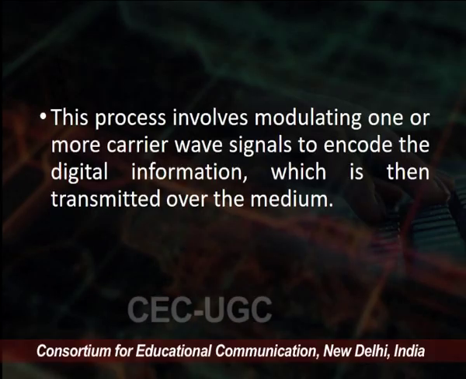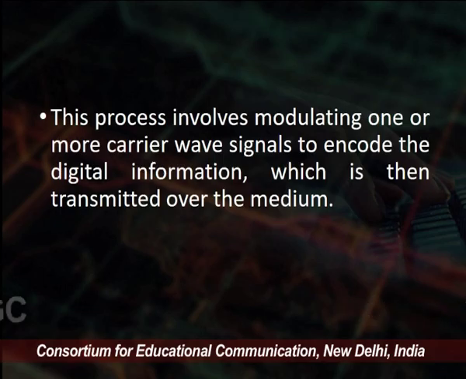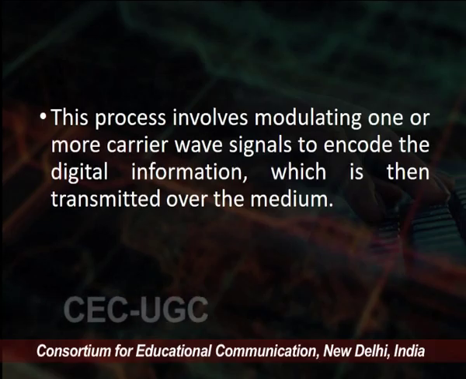So, those converted signals can be transmitted over any cable systems like telephone lines, as I have given you, and any other communication mediums which are there to handle analog signals. And then at the receiving end, a modem is also used to convert an analog signal back into digital signals. So, how is this process going to happen? This process involves modulating one or more carrier wave signals to encode the digital information which is then transmitted over the medium. So, we have carrier wave signals.